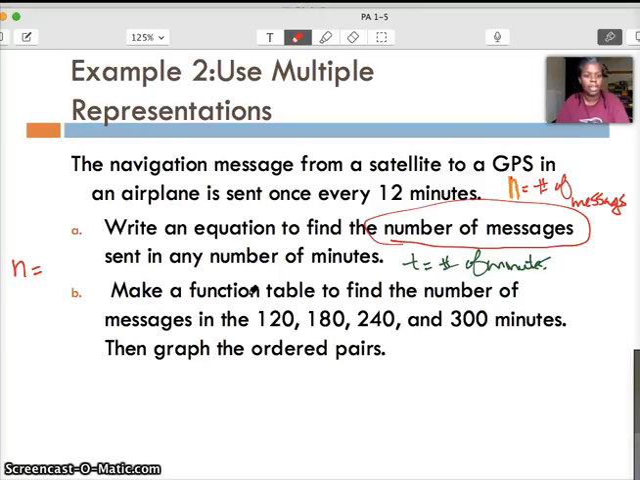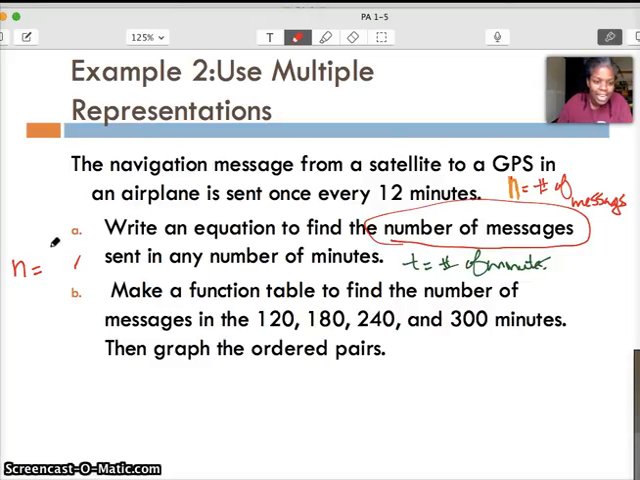Let's go back to the information we were given. We're told that the navigation message from a satellite to a GPS in an airplane is sent every 12 minutes. One message for every 12 minutes. But what if I started off with minutes? What if I had 48 minutes? How many messages would I have gotten? How would I calculate that? Think about it. If 48 minutes elapsed, how many messages would have been received through this GPS device? Well, I hope that you realize 4. And what did you do to get the 4? You divide.